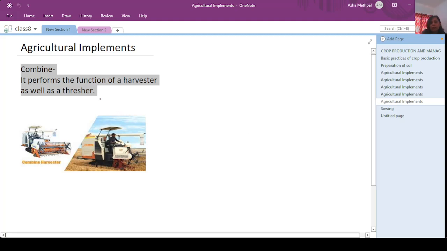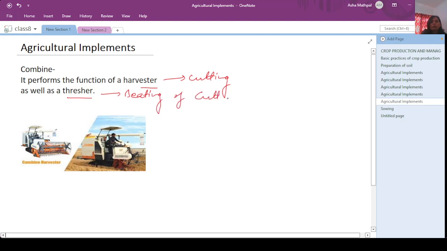Then another one is a combine. A combine is the one which performs the function of the harvester as well as a thresher. That is, it helps in the cutting, and it also helps in the threshing. Threshing means beating of cut crops, so that the grains come out from their chaff or dry parts. They are called combines, and they are very common nowadays.